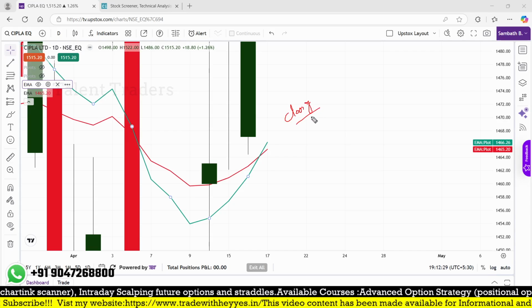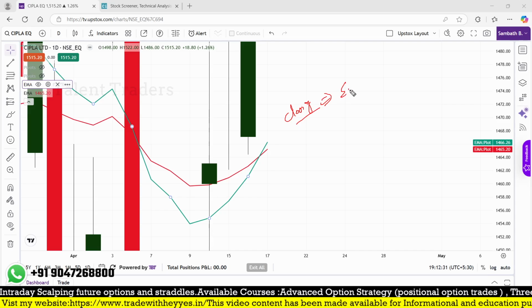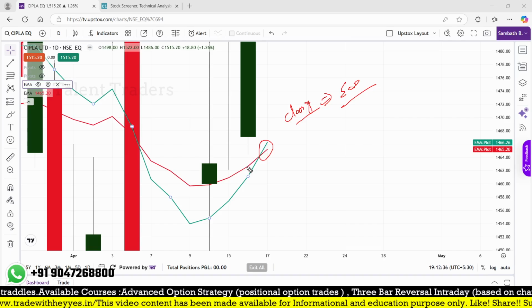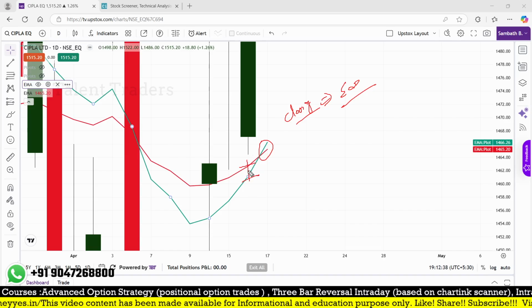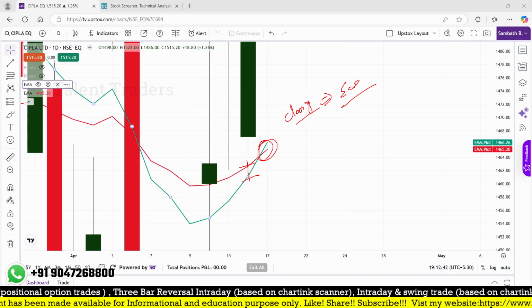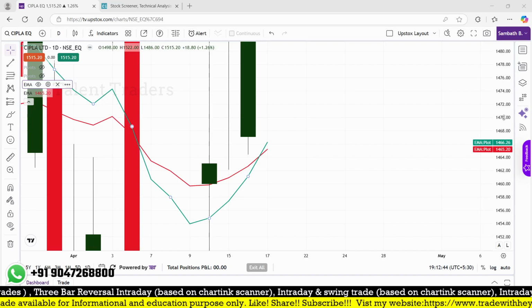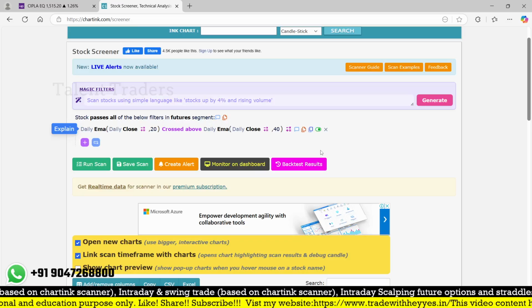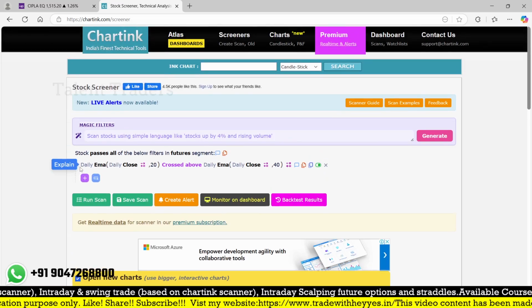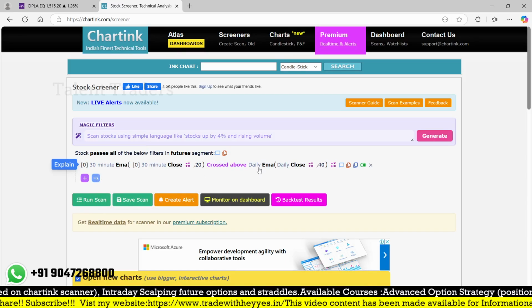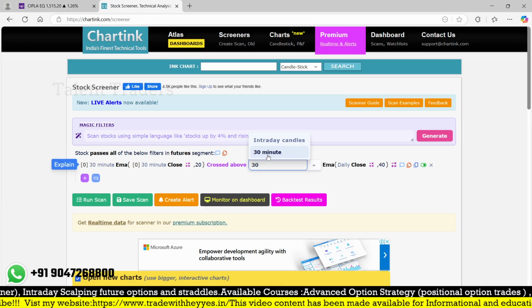Only at the closing of the candle do we get a clear confirmation. In a daily time frame, on an EOD basis, we will find out whether it has crossed or not. On the previous day's candle there was a gap between these two moving averages, and today it has crossed the level. But if you are using a 30 minute time frame, he was asking about a 30 minute time frame, so let me change that. Wherever it is daily, change it to 30 minutes.